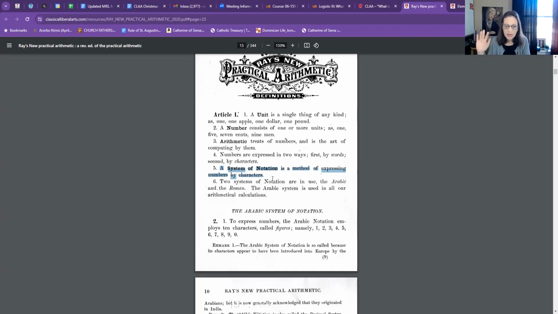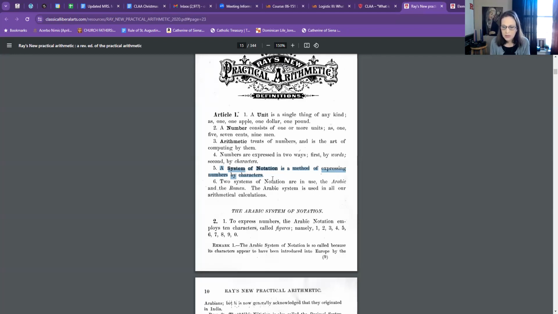Can you raise your hand if anybody remembers it so far? Not yet. Too much, right? Too little, too hard. So that's what we're going to do today. So a system of notation is a method of expressing numbers by characters. Okay. And then I want to go over one more thing with you.